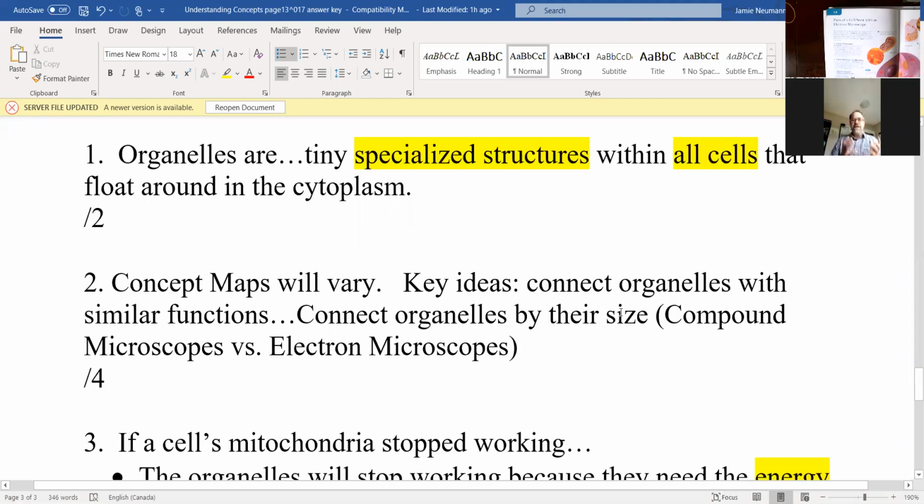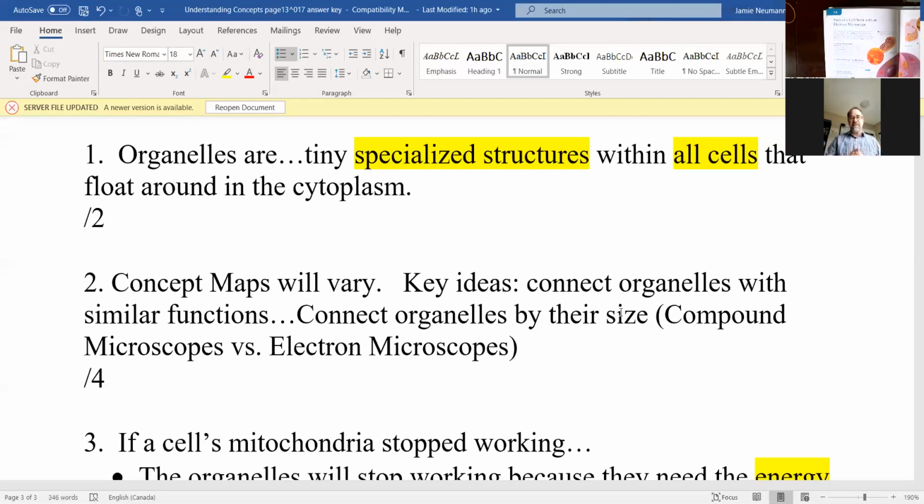Number one, I want you to try to group organelles with similar function. And remember, for this question, you had to go back and look at the ones from 1.3 as well. So I wanted to see in your answers things like the nucleus, the cell membrane, but also the smaller ones like the endoplasmic reticulum, the Golgi apparatus, things like that. So the ones that weren't mentioned, you need to include them all.